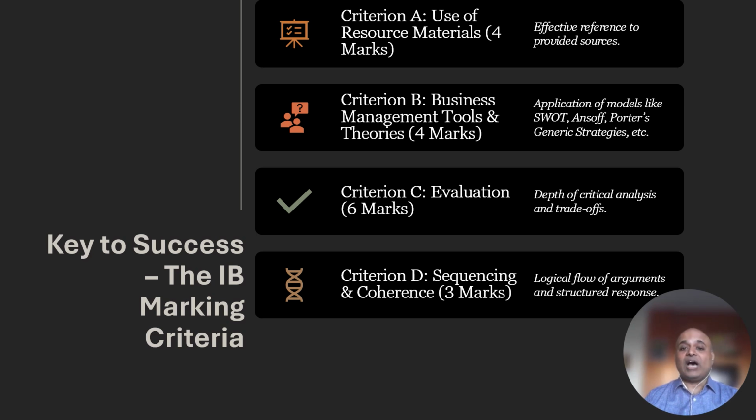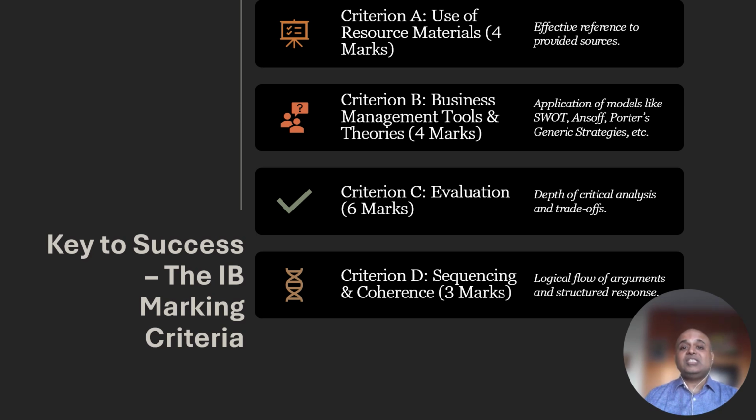Criterion C, evaluation, which is 6 marks. Now this is where most students lose marks. IB loves critical thinking. So don't just list points, analyze them, consider the pros, cons, trade-offs, and real-world implications. Always ask yourself, what are the limitations? How does this affect different stakeholders? What's the short-term versus long-term impact? The better your evaluation, the higher your score.